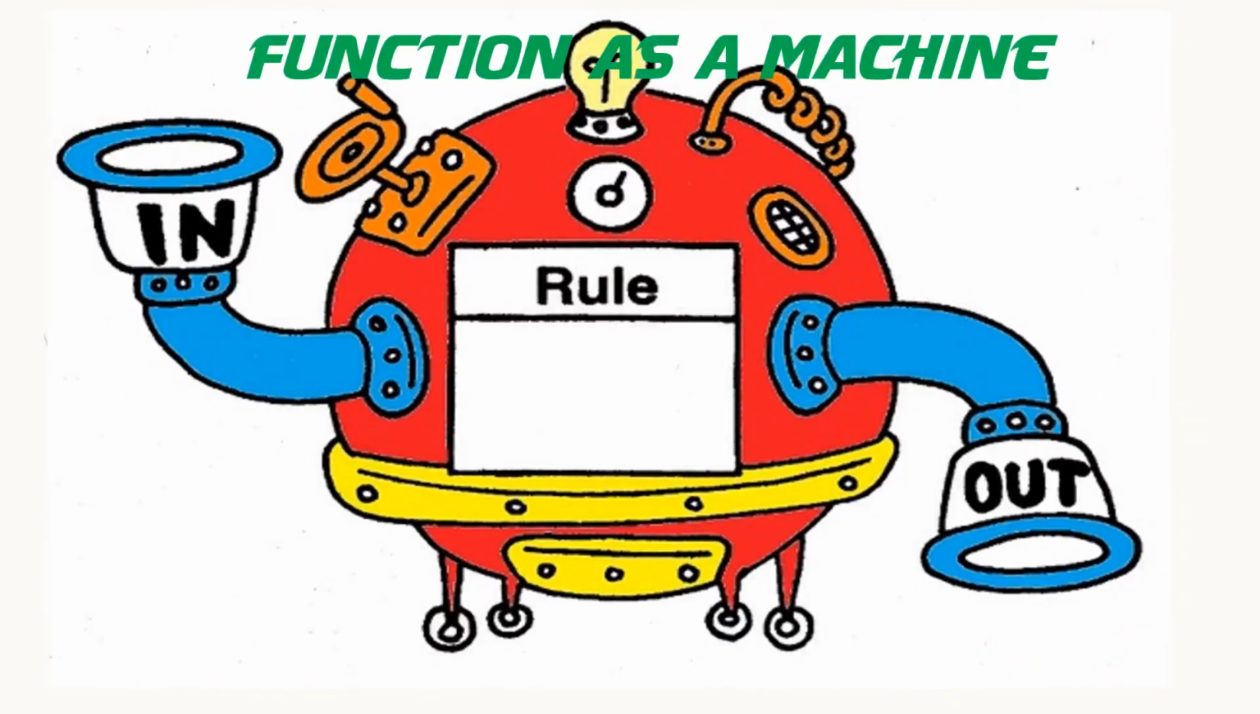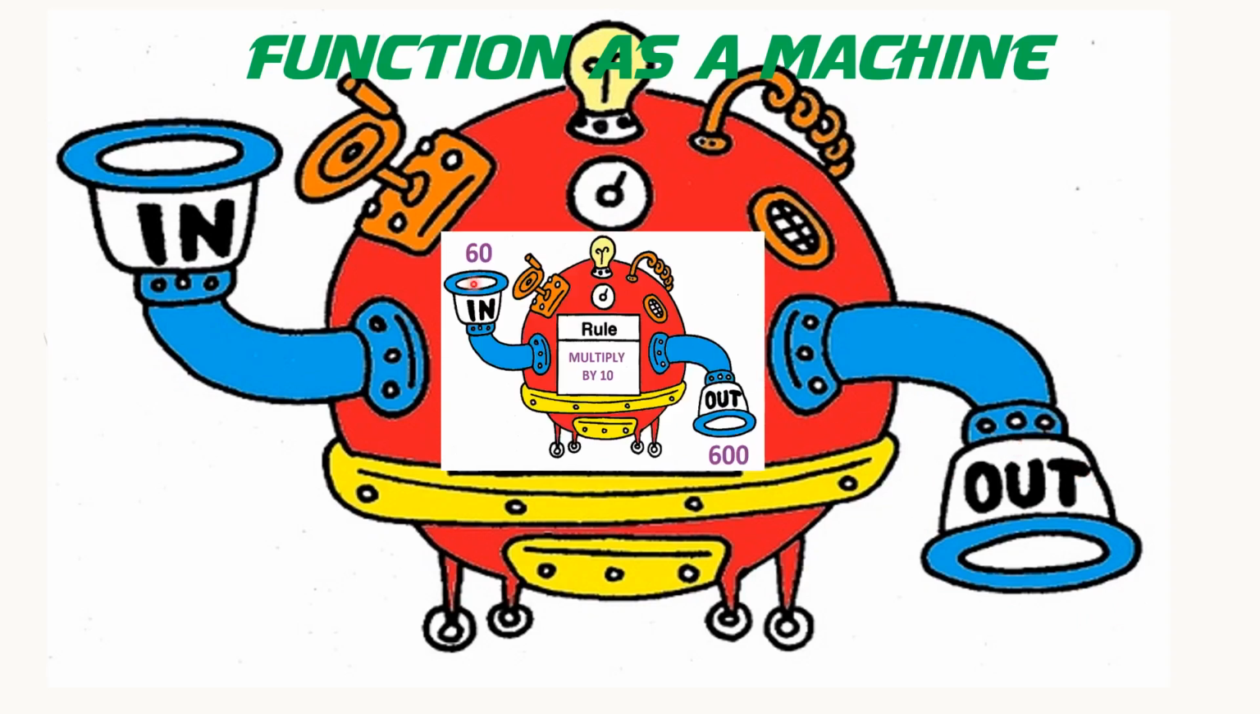Let's have function as machine. Here we have a picture of a machine. We put in anything we want to enter here, and then there's a rule, which is the process the machine will do to whatever we put inside to have the output intended. For example, we want to put 60, and the rule is to multiply by 10, so we will have an output of 600.